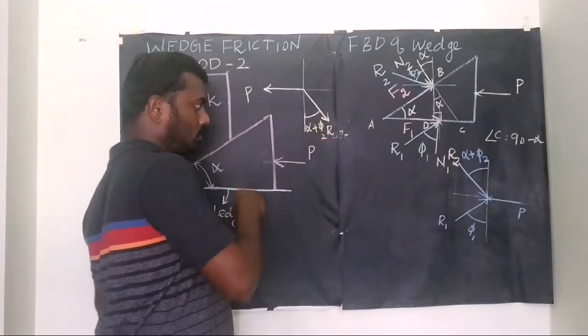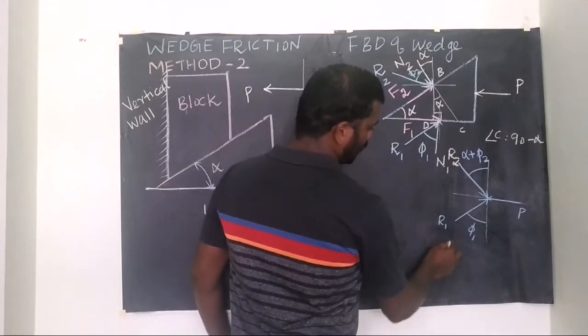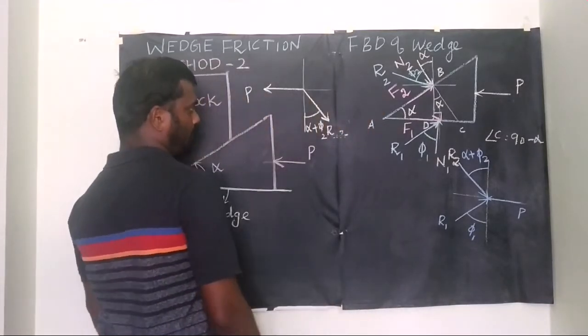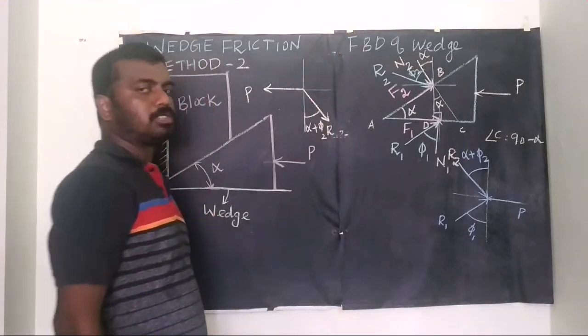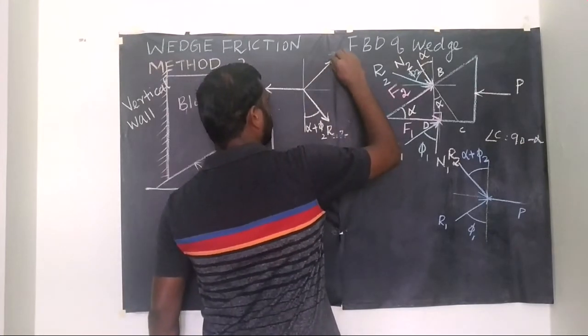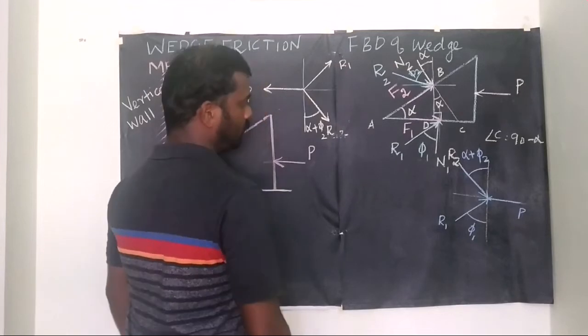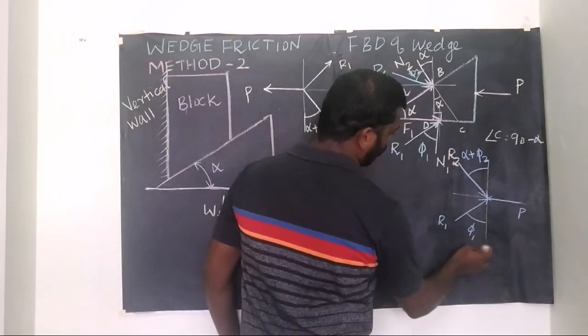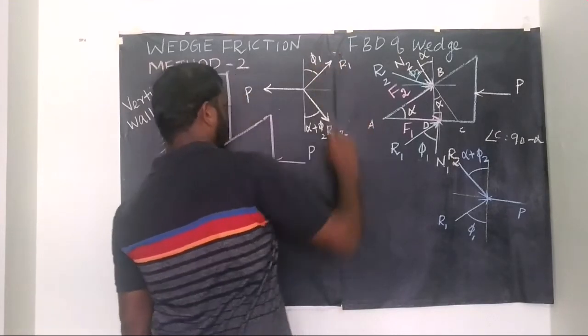Then I am going to shift this resultant force R1 from third quadrant to first quadrant by using principle of transmissibility. So this force will come here. That is R1. Then the resultant force makes an angle pi 1 with the vertical line. So this angle also pi 1.